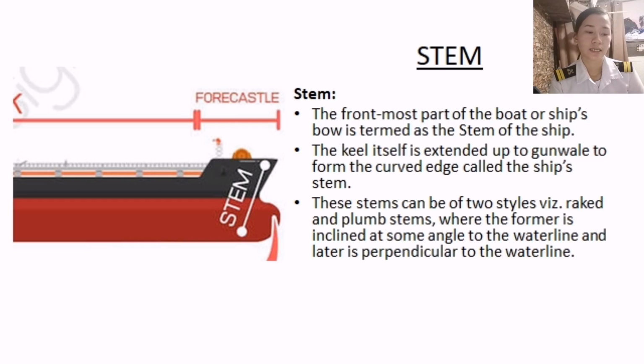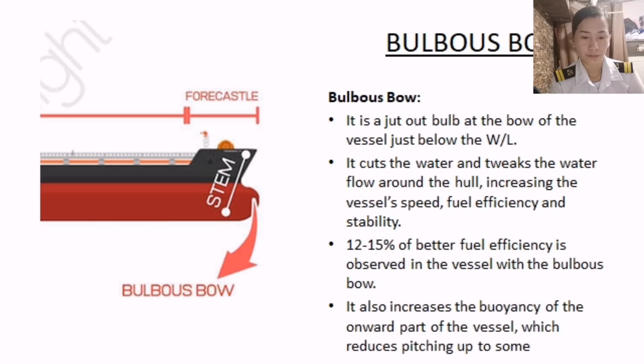So, next is bulbous bow. So kanang bulbous bow, no, it is a jut out bulb. So kanang part sa atong vessel nga murag ay chin, murag kanang suwang, no, mao na siya ang bulbous bow, no. That is a jut out bulb at the bow of the vessel just below the water line. Okay, so ang purpose sa bulbous bow is to cut the water and tweak the water to flow around the hull.